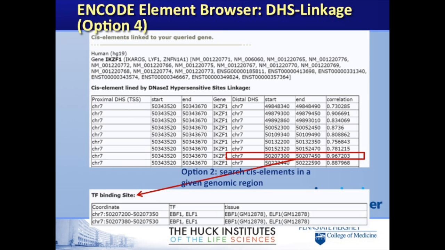And we see that there are two possible transcription factors that bind to and could regulate Icarus. And the tissues that they show up in is actually consistent with the tissue that Icarus shows up in. So this is a really good way to hone in your hypothesis and to look for potential cis-regulatory elements for your gene of interest.